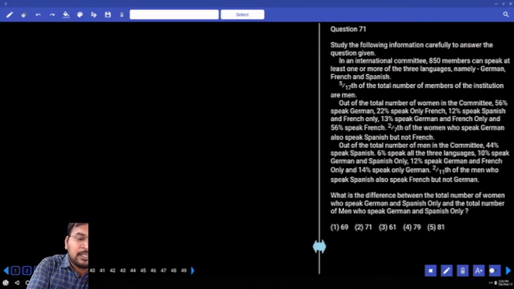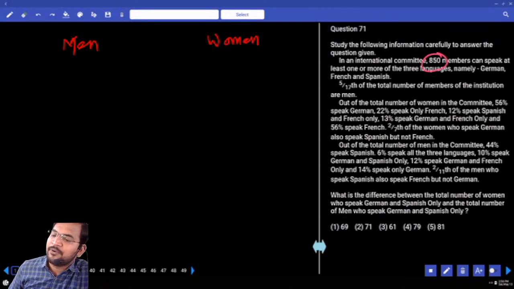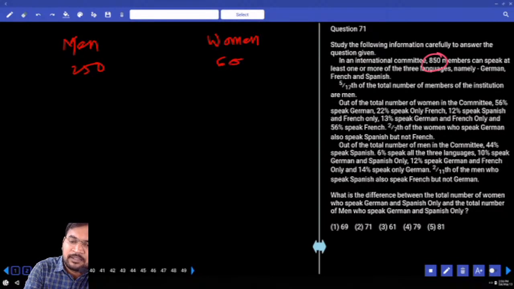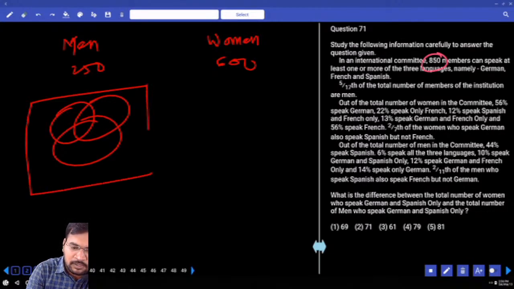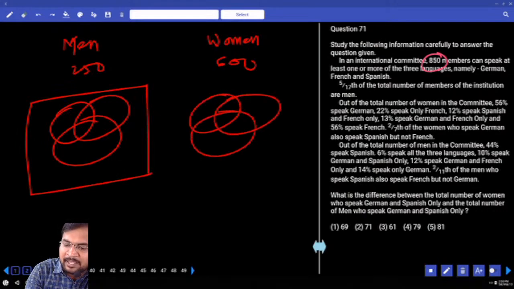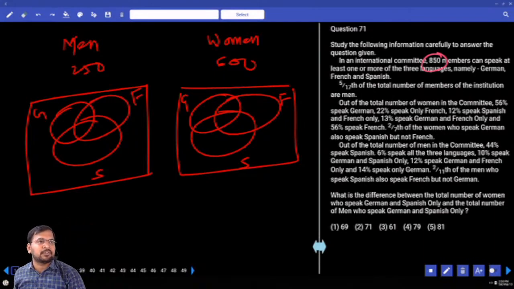So here men and women. Men is how much? 5/17. 17 how many times is 850? 50 times. So the men are 250, women are 600. For men one Venn diagram, for women another Venn diagram. What are the languages? German, French, Spanish. So once you fill this diagram, the questions are very easy for you.